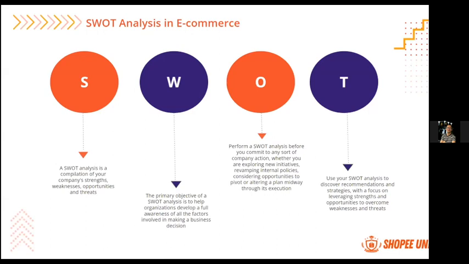Isusulat nyo lang po yan sa papel. Diba? Ililabel nyo lang, SWOT, under S, your strengths. Write down, jot down your strengths, and then weaknesses naman should fall under your weaknesses column or column W, and then you have opportunities, and then you have threats. It's good, but I don't think it would be possible na wala kayong nakikitang threats, diba?